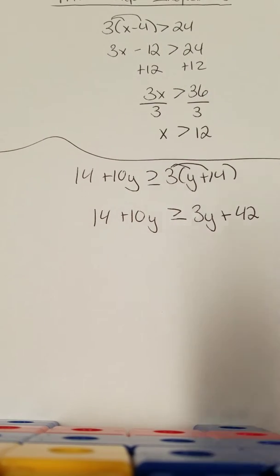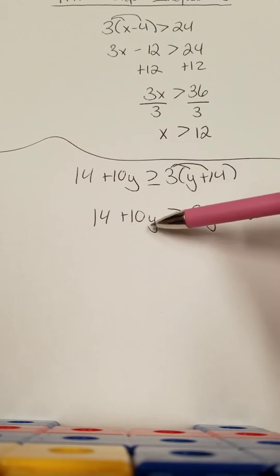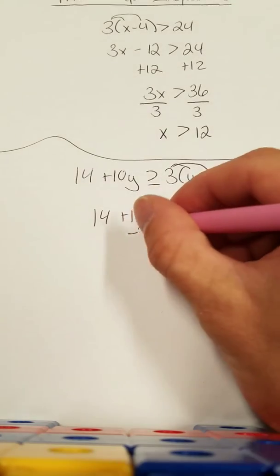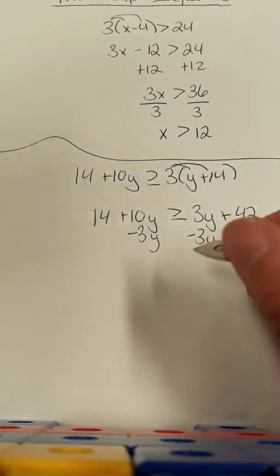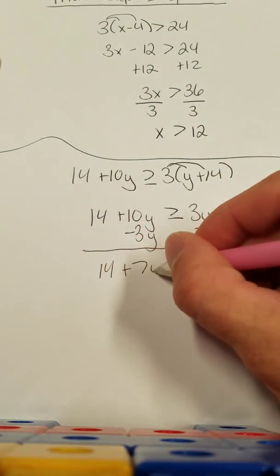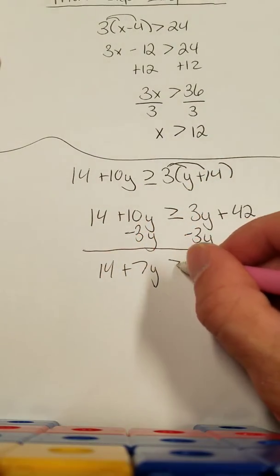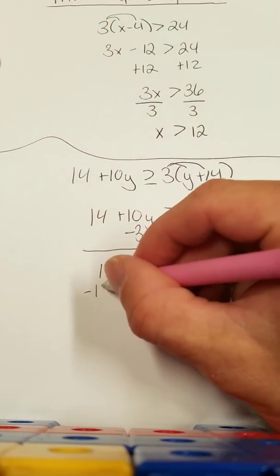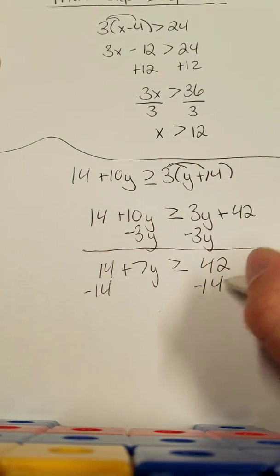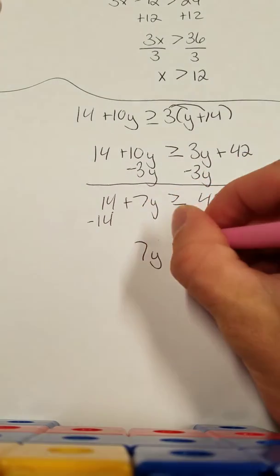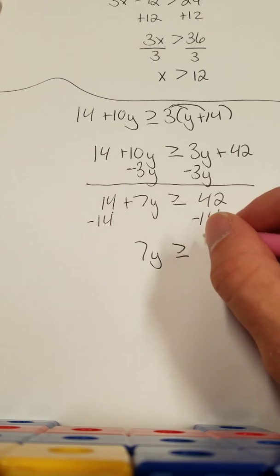All right. Now, just like solving a regular equation, get all your variables on one side, get all your numbers on the other. So I'm going to subtract 3y. Okay? So now I have 14 plus 7y greater than or equal to 42. Now I need to get rid of the 14, so I'm going to subtract the 14 from both sides. Remember, do the opposite. 7y greater than or equal to 28.